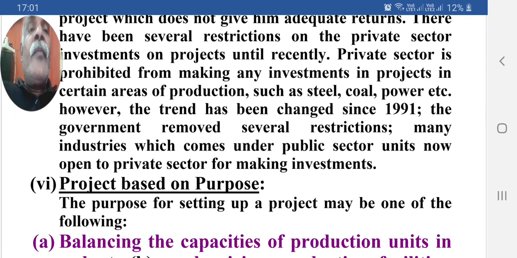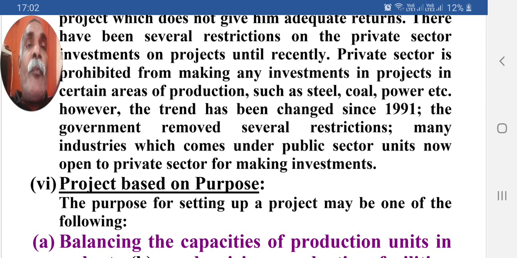But nowadays, the trend has changed since 1991. The government removed several restrictions. Many industries which come under the public sector are now open to the private sector for making investments.